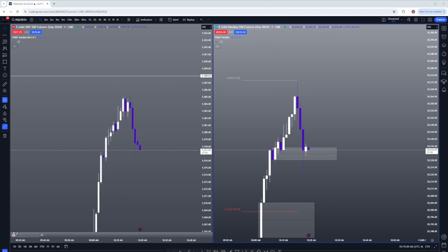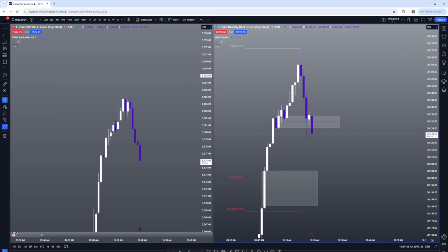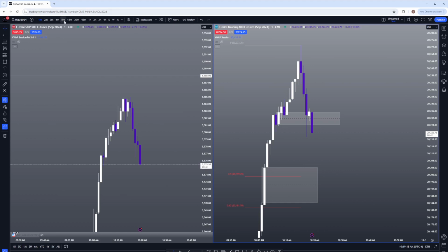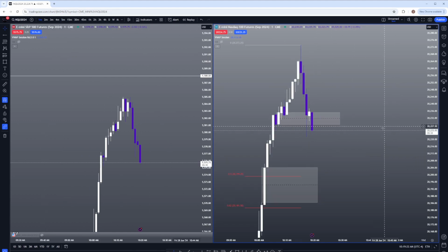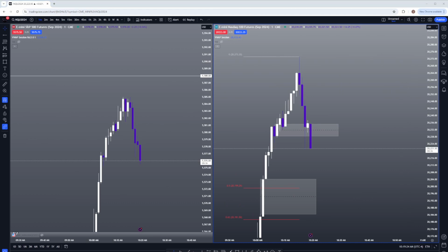So we are starting to show a little bit of support at these levels. Let's see if we're going to try to push right through them, try to trade down into a discount, or start reacting more off these fair value gaps. So we can see that 5-minute fair value gap here, all of these fair value gaps that are looking to be balanced.